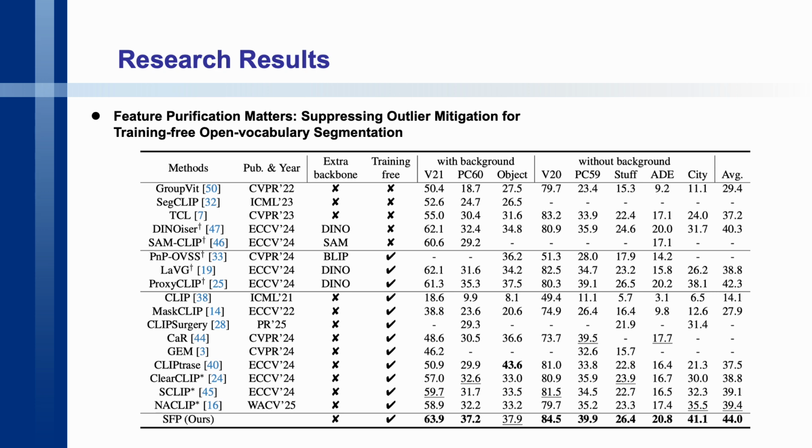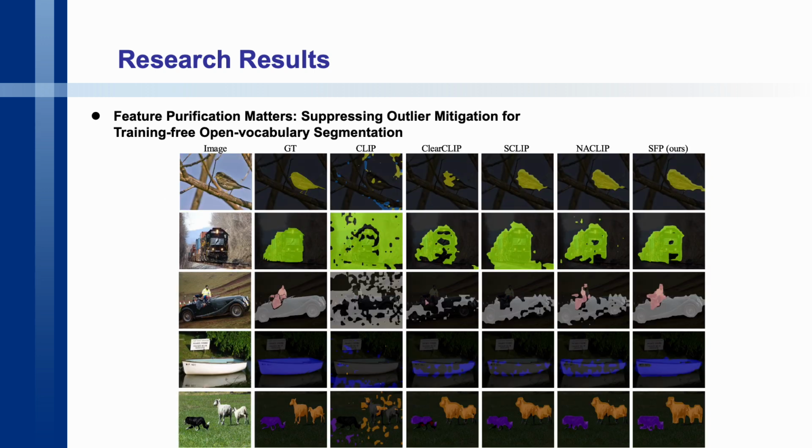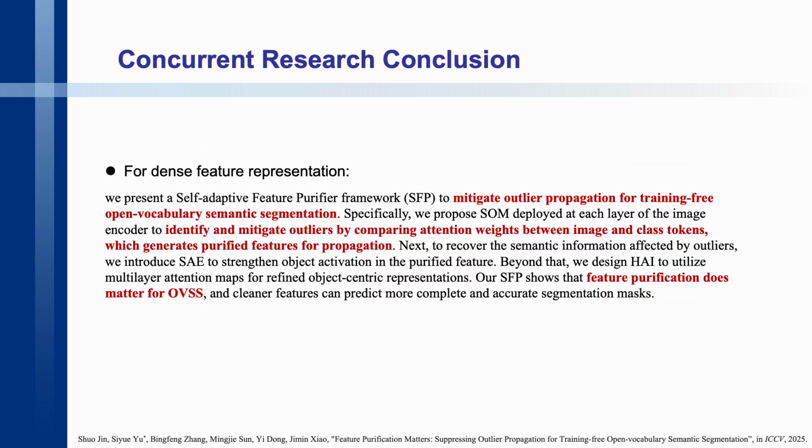Our work, SFP, confirmed that feature purification does matter for OVSS since it can generate cleaner visual dense features for image-text alignment. It's also simple yet effective. Our future plan is to explore how to generate cleaner image-text cosine similarity maps from the perspective of both image and text features, not only limited to the visual domain.